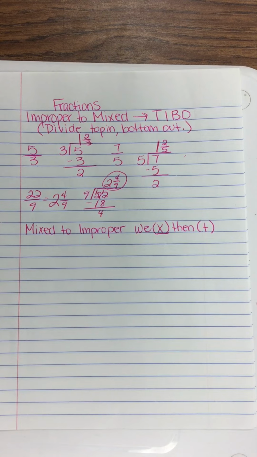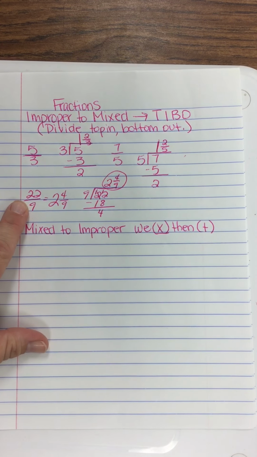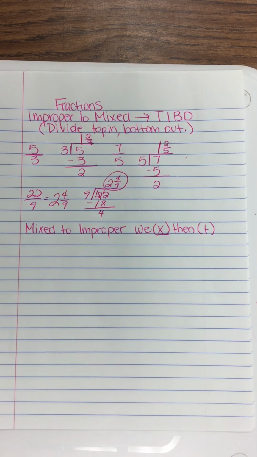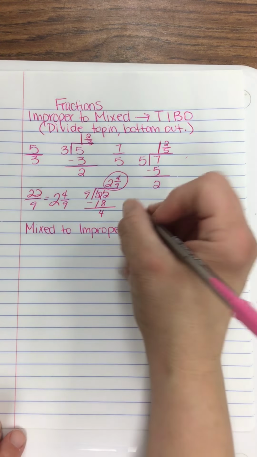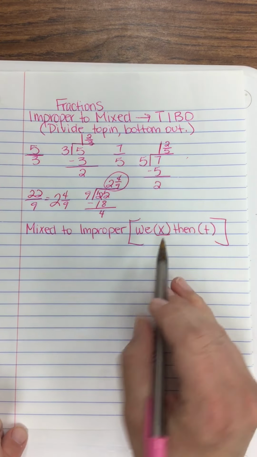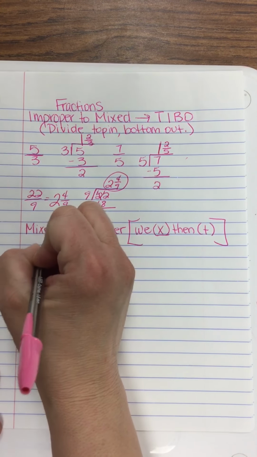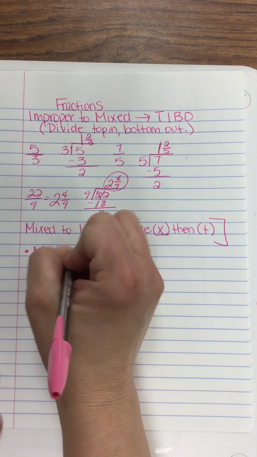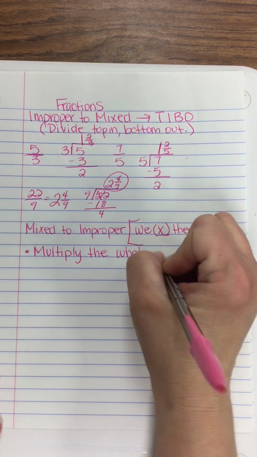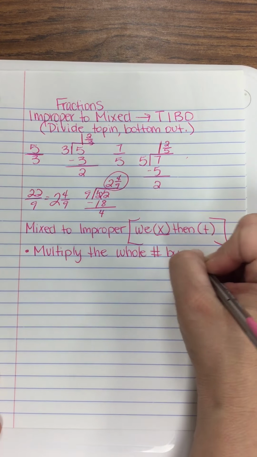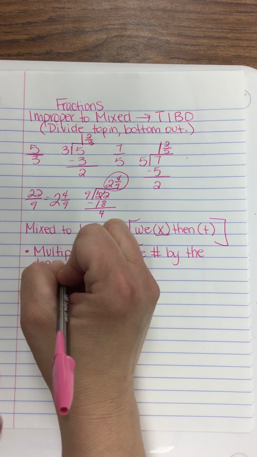Okay, so that's top in, bottom out. That's converting it to a mixed number. So we went from an improper fraction to a mixed number. Now we're going to take those mixed numbers and we're going to make them improper fractions by multiplying and then adding. So we're going to first multiply the whole number by the denominator. Okay, we're going to multiply the whole number by the denominator.